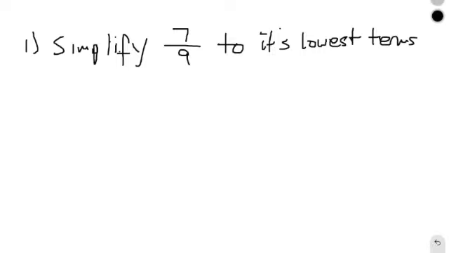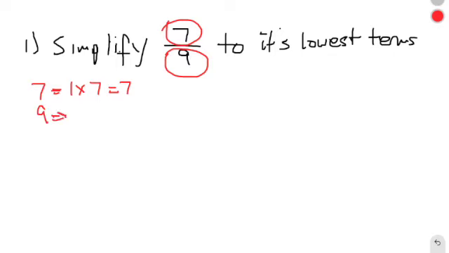Okay, so the first thing that we do is we find the factors of 7, and we find the factors of 9. The factors of 7 are 1 times 7, and there's no other two numbers that when multiplied together can give you 7. Okay, so now we find the factors of 9, not the greatest common factor, excuse me. So let me reiterate again.